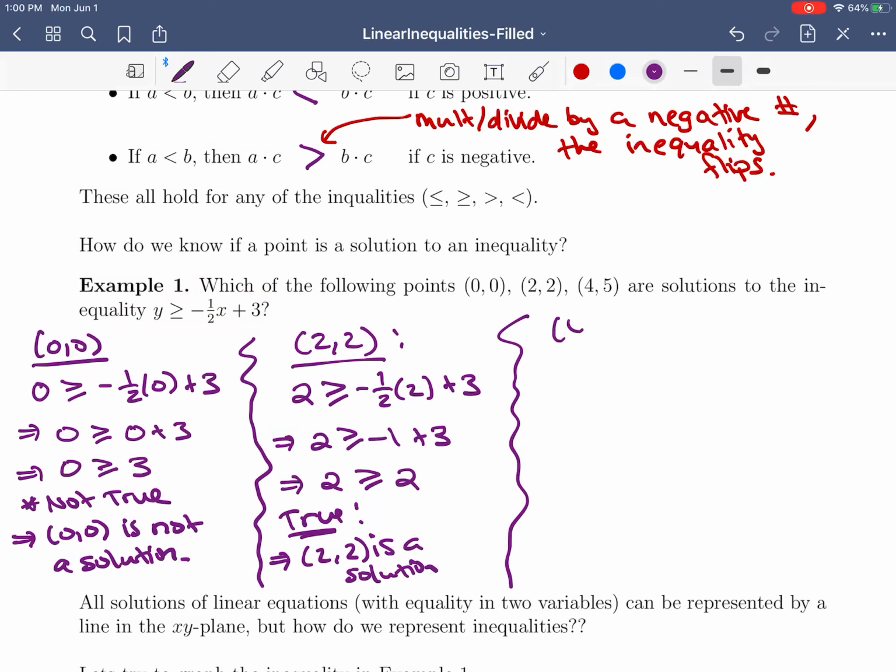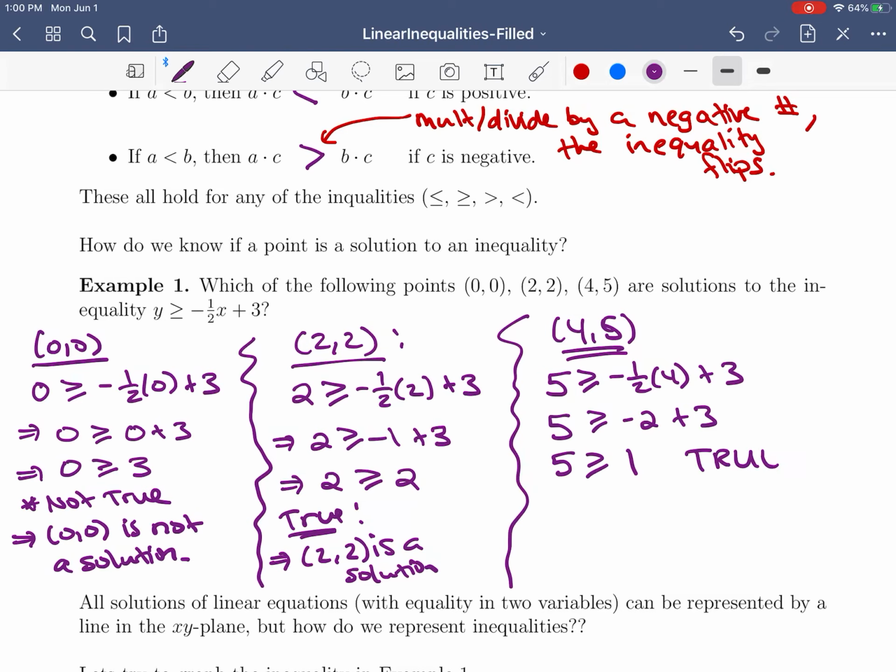One more, the point 4, 5. If we plug that in, it says 5 is bigger than or equal to -1/2 times 4 plus 3, which says that 5 is bigger than or equal to -2 plus 3. So 5 is bigger than or equal to 1. This is also true because 5 is bigger than 1. So the point 4, 5 is also a solution to this.